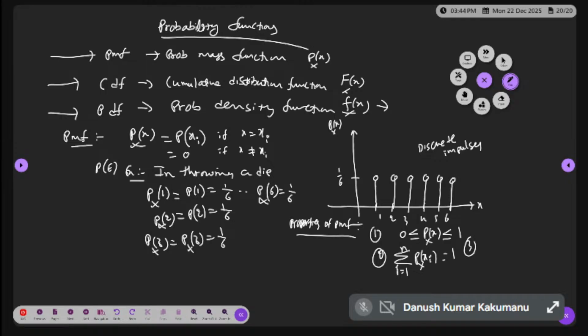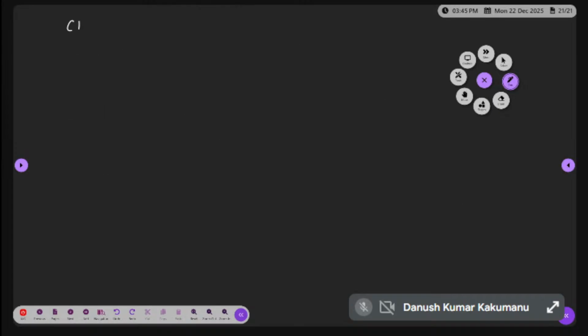Let us take the CDF, cumulative distribution function. This is completed, right? CDF, cumulative distribution function. Write down the definition. CDF is represented by the letter capital F of X. Write down, capital F of X. CDF definition.